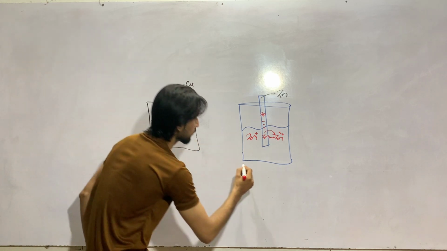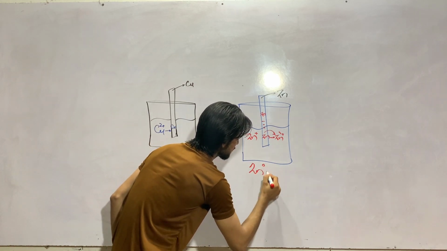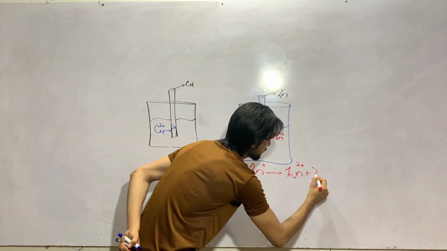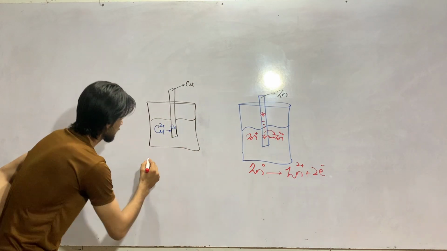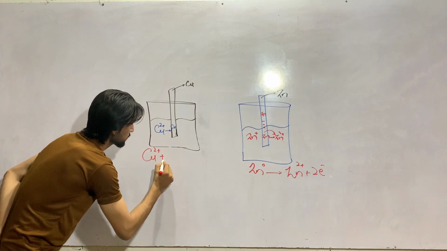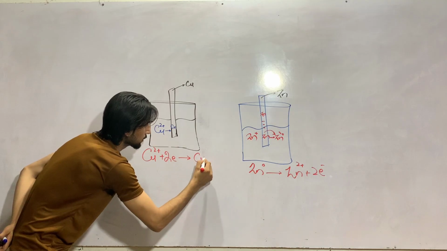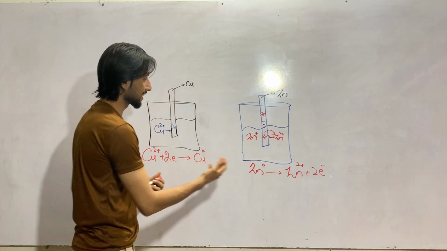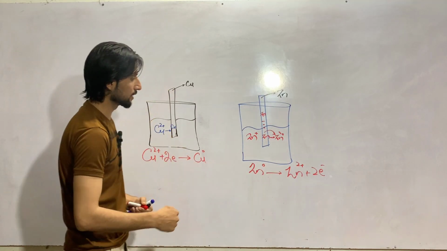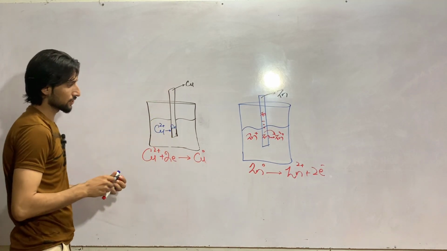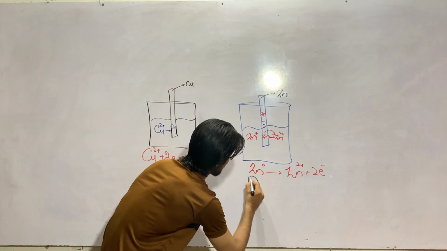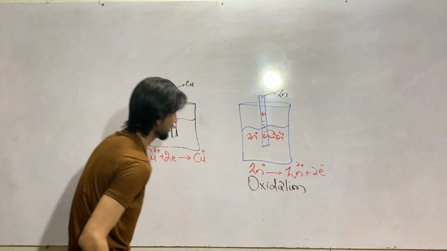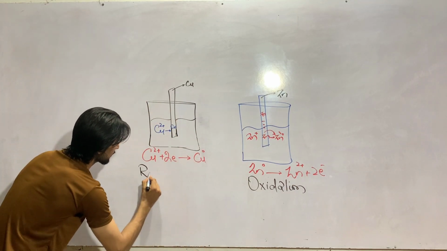One is converting from zinc into Zn plus 2 and leaving its electrons. The other is taking up electrons. Copper plus 2 is taking electrons and converting into copper atom. So what are these tendencies of nature called? This tendency of nature is called oxidation. And this tendency of nature is called reduction.